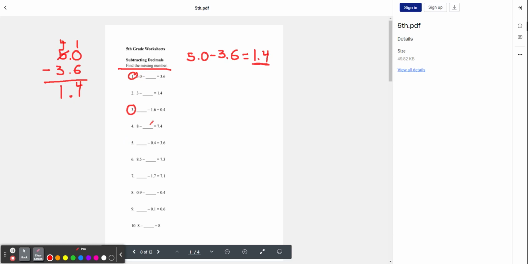Let's try 3. This time, the left number is missing. And in order to find the blank number, we're going to add 1.6 to both sides. And 0.4 plus 1.6 is 2.